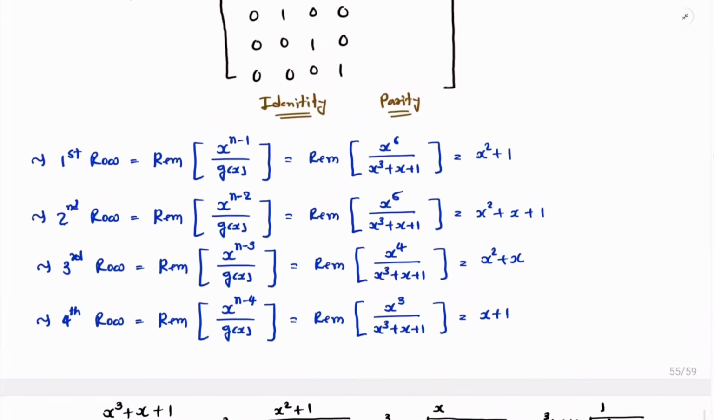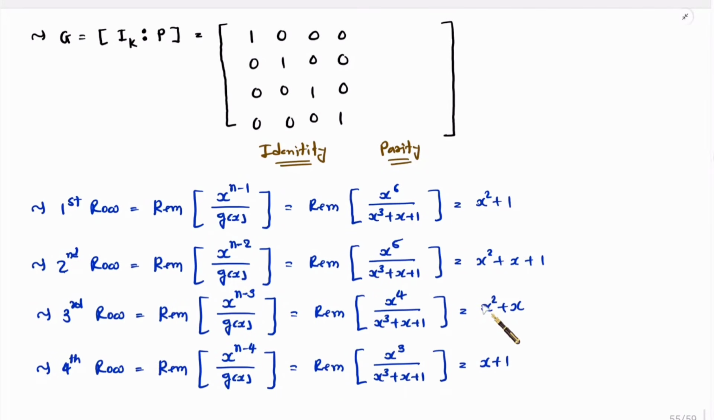Now based on these polynomials, we need to place parity bits. If you observe here we have 3 columns. So x square plus 1 means what? x square plus 1 means here we have 1, 0, 1. x to the power 2 is having 1, x to the power 1 is having 0, and x to the power 0 is having 1, right? See, here we have 3 elements, so it will be 1, 1, 1. Here we have x square and x, so we'll be having 1, 1, 0. Here we have x plus 1, so we'll be having 0, 1, 1.